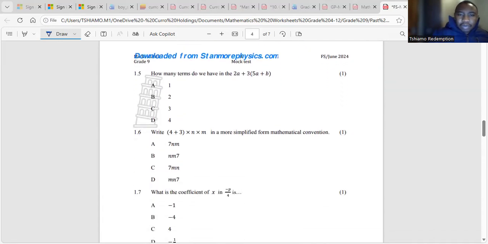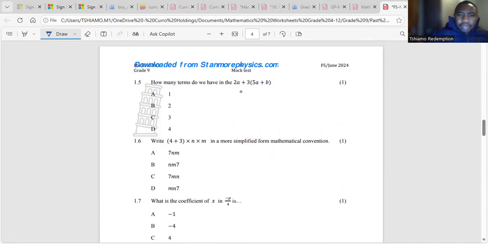Okay, moving along. How many terms do we have in this expression? We have 2 terms. So this is a term, and this whole thing here is another term. Because of the bracket, it joins everything together. Everything becomes 1. Okay, moving along.